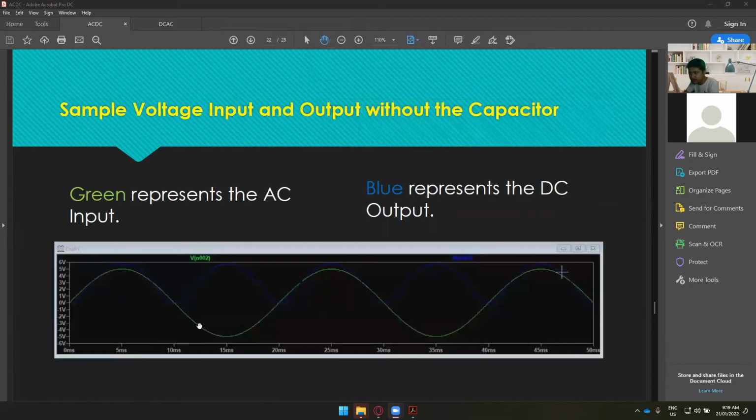For now, we have here the sample voltage input and output without the capacitor. Without the capacitor or without the filter, we still have the complete ripple. The green one is the AC, and then the blue one, is it blue? It seems like violet to me. Anyway, this is the DC output. It's the pulsating DC from 0 volt to 6 volts, and so on and so forth.